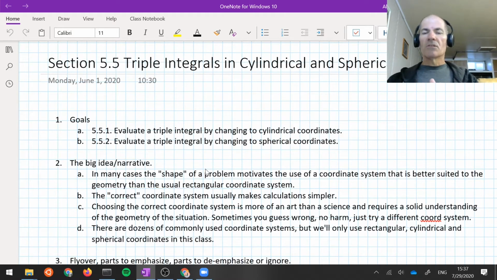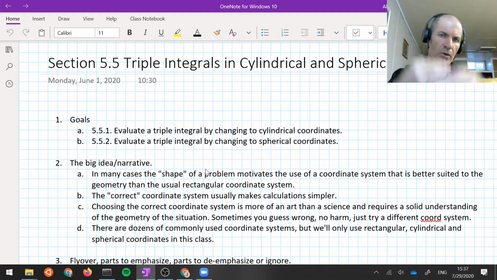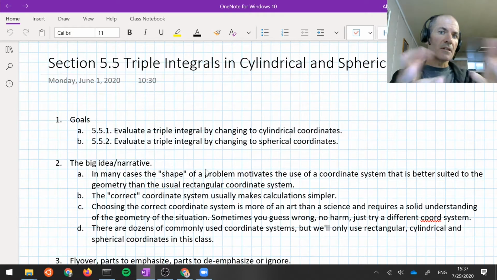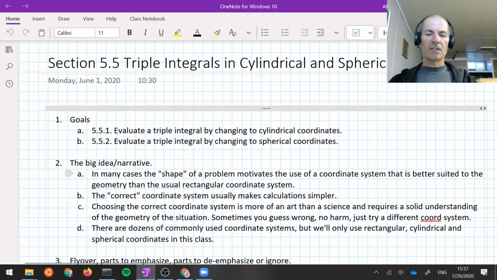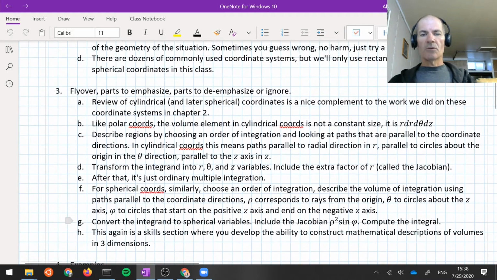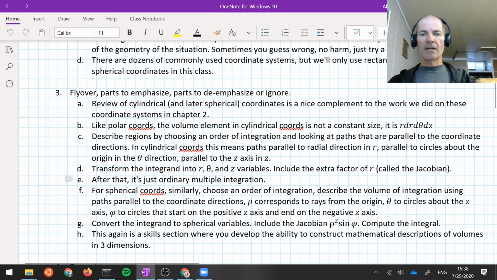The more you work with these, the more you'll get an intuition about which coordinate systems to choose. That said, if you start going down one road, you decide I'm going to use cylindrical and it doesn't really pan out, back up and try going down spherical, or maybe stick with rectangular and see what happens. So it's an art as much as it's a science in choosing the correct coordinate system. There are dozens of commonly used coordinate systems, but we're only going to focus on these three here today. Let's do a quick flyover of the section before getting into some of the exercises.